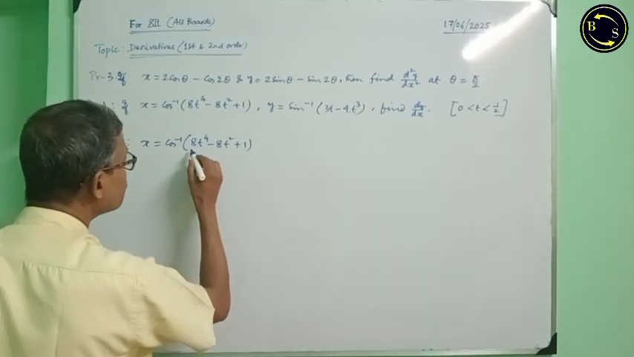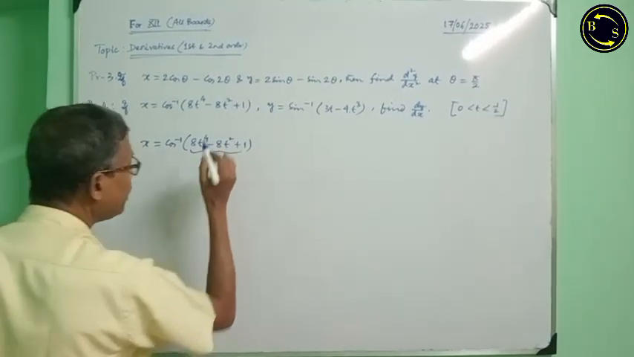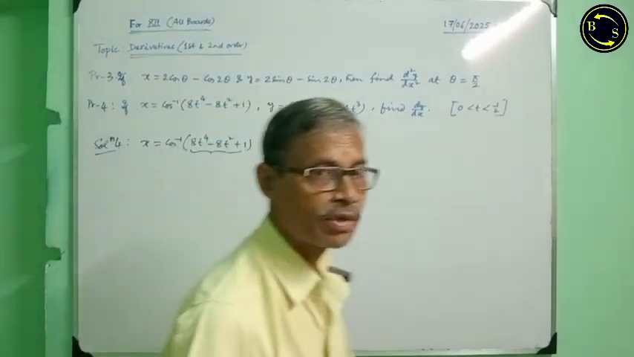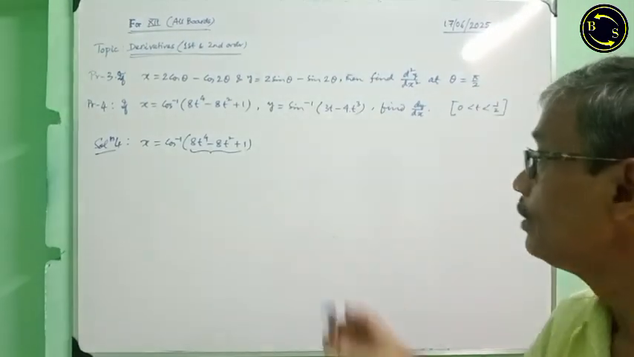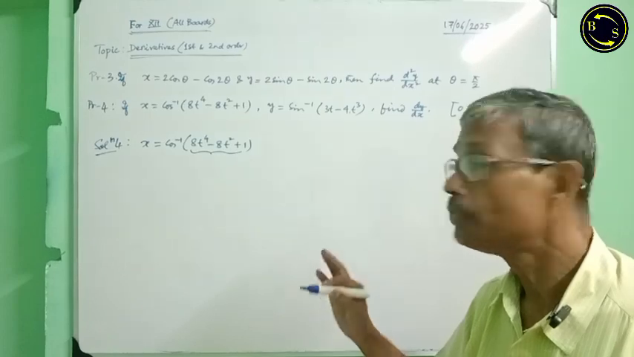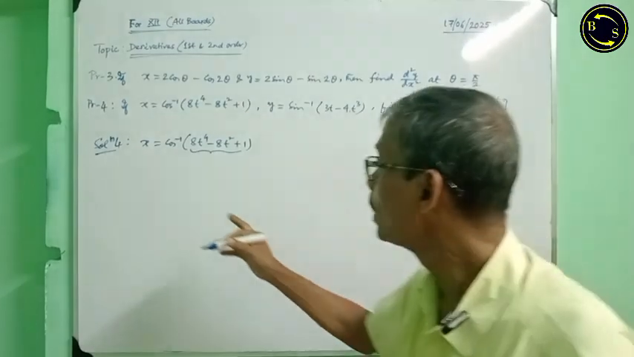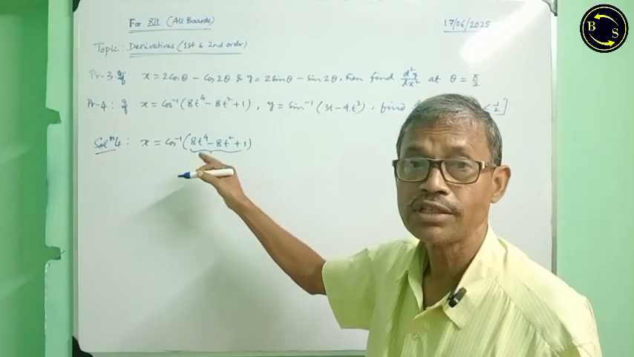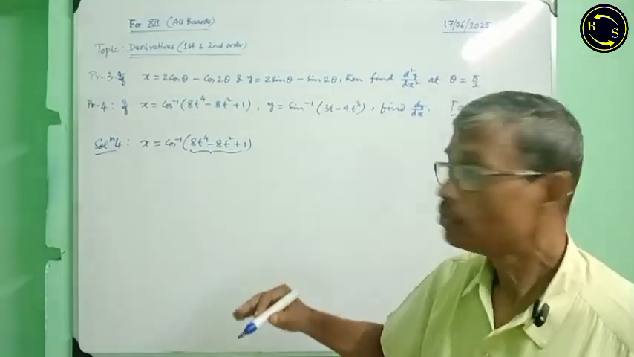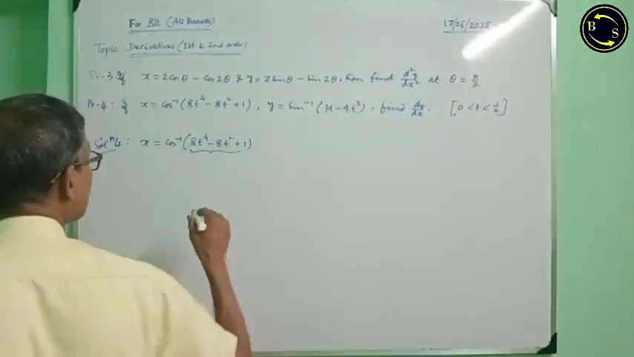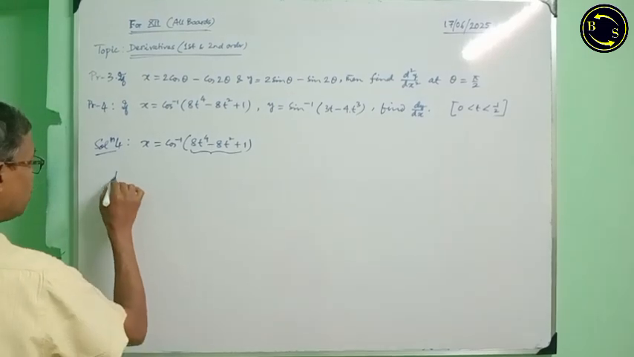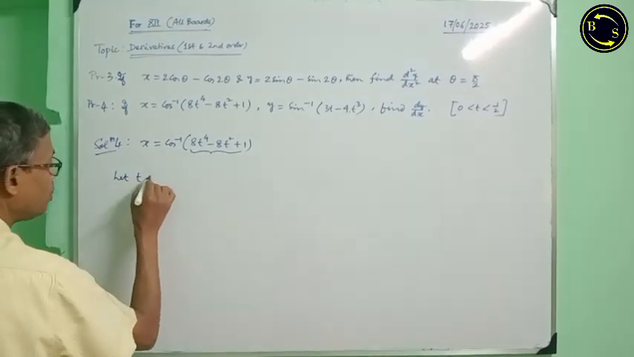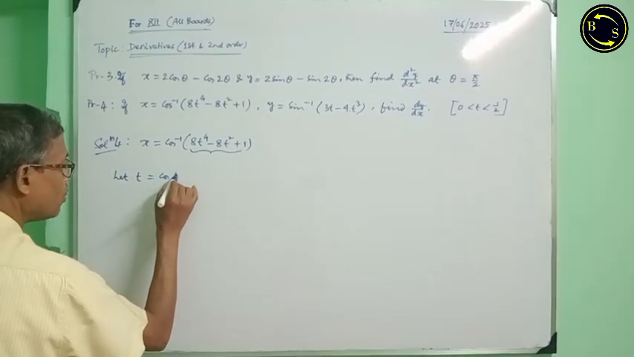Now this expression in t is to be simplified first. Since there is cos inverse, therefore we have to express it in cos form. Now I follow this method. Let t equal to cos theta.